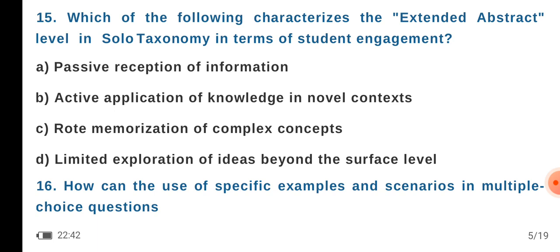The correct answer in number 15 is letter B, active application of knowledge in novel contexts. The explanation is the extended abstract label in SOLO taxonomy characterizes students' engagement as active application of knowledge in novel contexts, signifying a high level of cognitive engagement and application of learning beyond the surface level. Okay, let's move on to number 16.